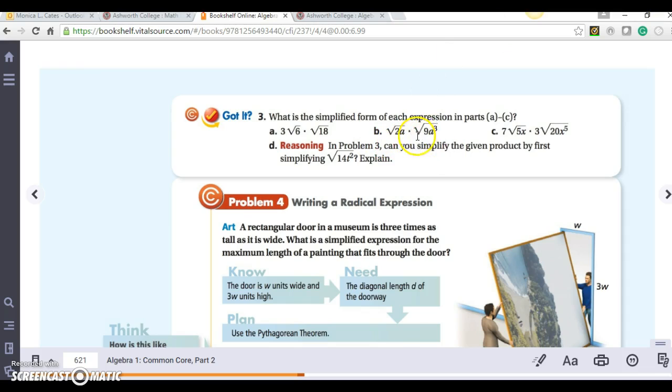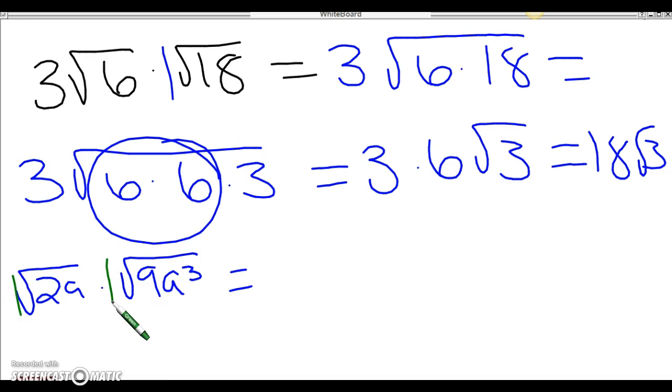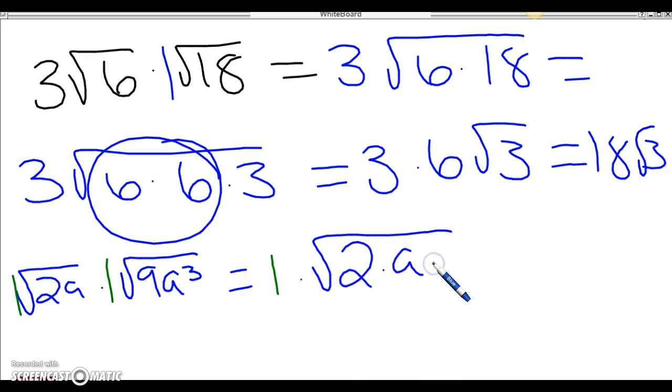Square root of 2a times square root of 9a to the third. Okay, so here are invisible 1s. 1 times 1 is just 1. So I get 1, or I don't even have to put that 1, right? Because it's invisible. And I get 2 times a times 9 times a to the third. This time it might be beneficial to multiply the a's together, right?